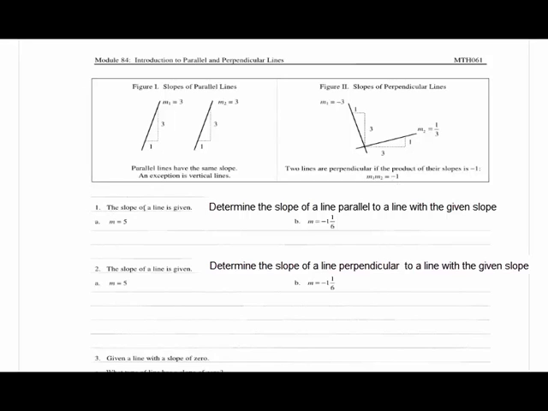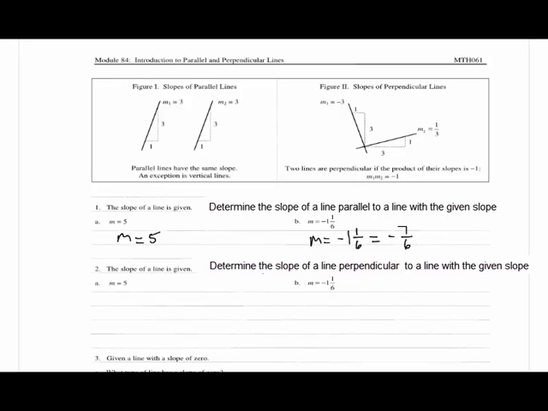In 1 it says the slope of a line is given. Determine the slope of the line parallel to a line with the given slope. So in A, we have m is equal to 5. So the slope of our parallel line is also m is equal to 5. And in B, we have m is equal to -1 and 1/6. So the slope of our parallel line is m is equal to -1 and 1/6, which is also equal to -7/6.